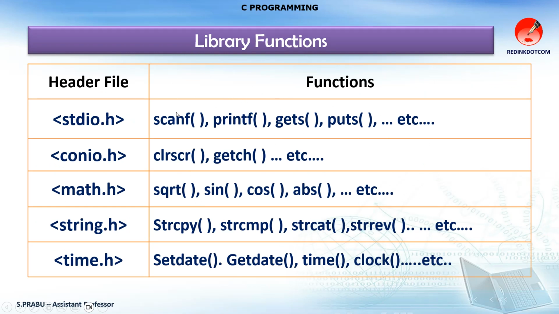These functions come under the input-output header file called stdio.h, and these functions come under the formatted output called conio.h, and these functions are mathematical functions, and these functions are string-related functions, and these functions are time-related functions. So in this way, so many header files are already available in C language. We can include the appropriate header file and call the necessary functions as we want.